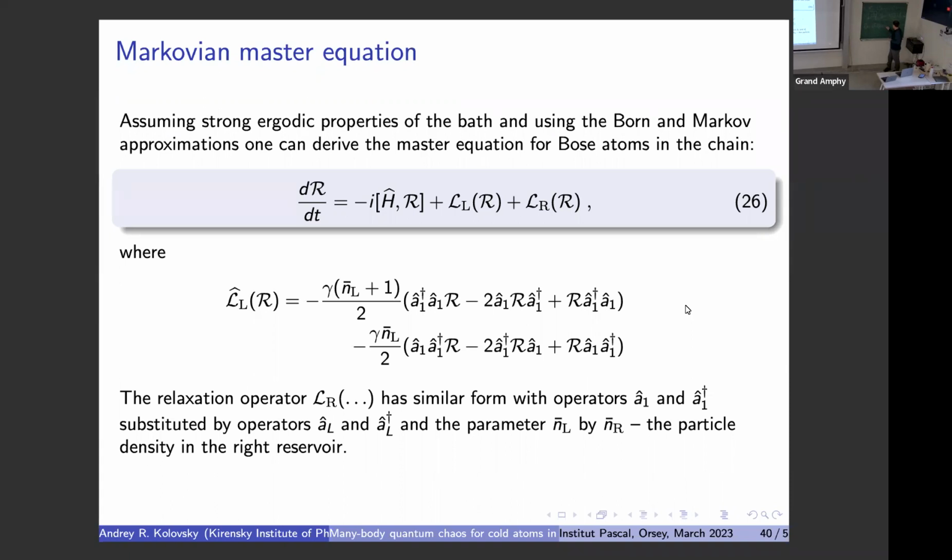In fact, the structure of the relaxation operator is fixed by the requirement that the trace of the density matrix should be equal to unity. This is a mathematical theorem that fixes the structure of the relaxation operator. And if you get some relaxation operator, it always has to have this kind of structure.